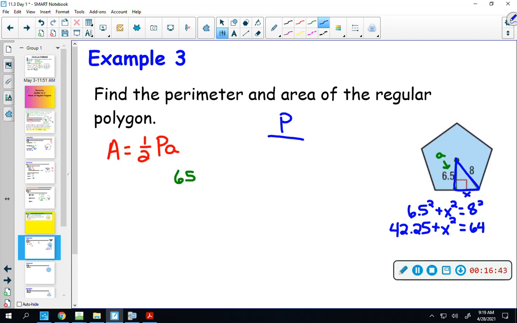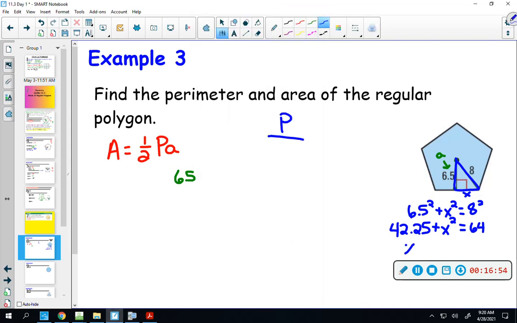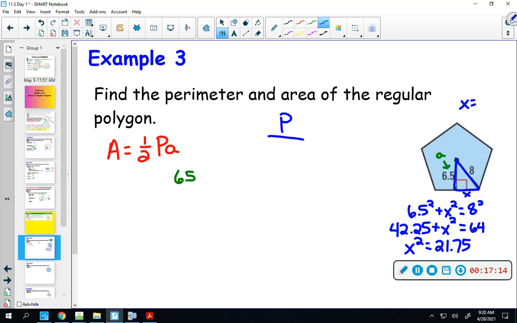Fine, I don't care. All right, I'm going to subtract that off of 64, which I'm just going to do in my calculator, because I'm guessing you guys already have this done. So I have x squared equals 21.75. How do you get rid of squaring? Square root. I'm just going to square root it in my calculator. I'm going to pull up that previous answer because I'm too tired to type it in. Let's say 4.7. So I'm just going to put on the side here, x equals 4.7.